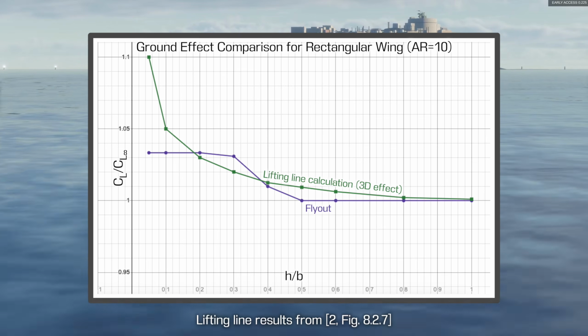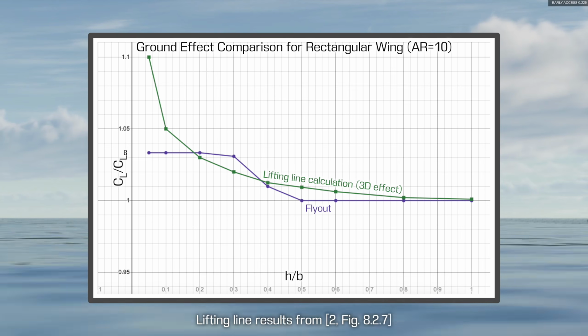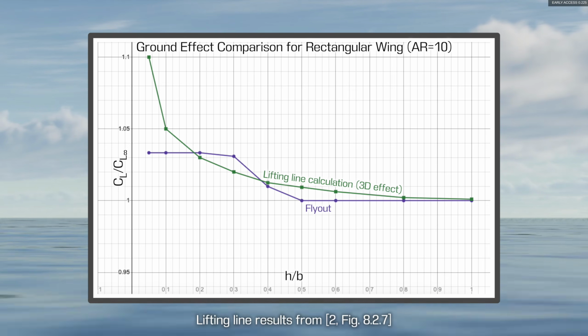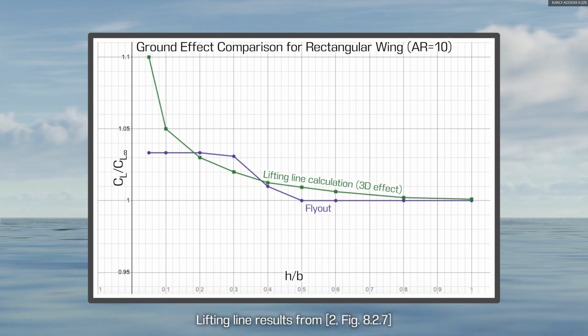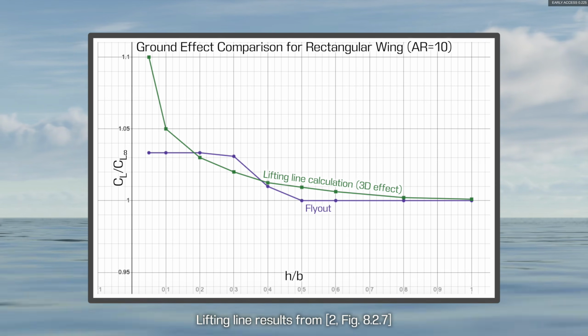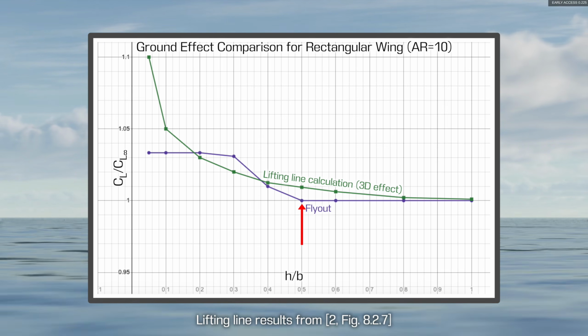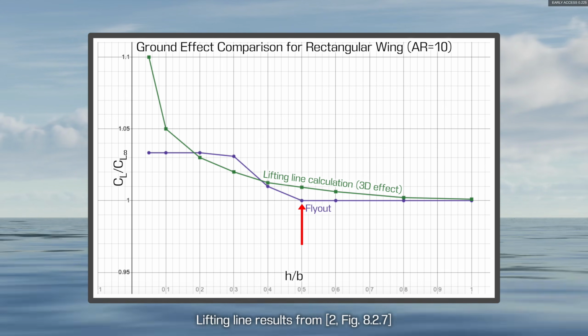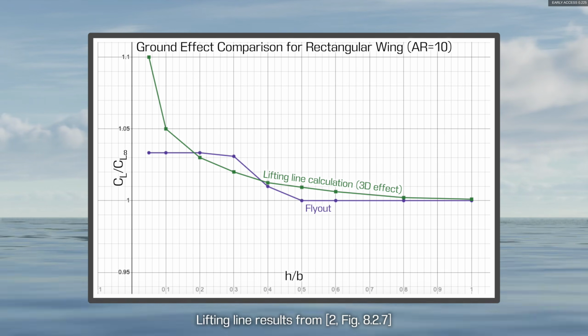First, I will compare lift ratios of a rectangular wing with an aspect ratio of 10 in Flyout to those obtained in a lifting line calculation provided by McLean. The wing in both cases is kept at a fixed angle of attack such that the initial lift coefficient is 0.81. As we can see, Flyout initiates ground effect at half the wingspan. This is a reasonable starting point, though the effects past that are not insignificant.